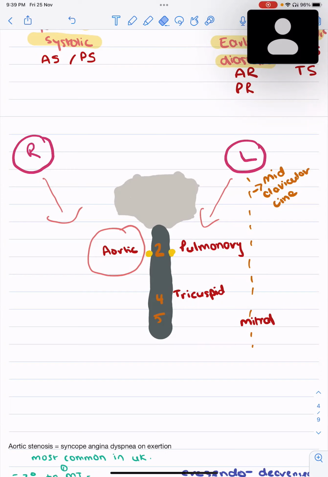Coming to the pulmonary, it will be on the left side of the sternum in the second intercostal space. Coming to the tricuspid, it will be the lower left sternal border, and mitral, of course, is always at the apex, in the mid-clavicular line. Guys, am I clear? So if an MCQ comes to you based upon inspiration, expiration, or the site, will you be able to solve it, guys?